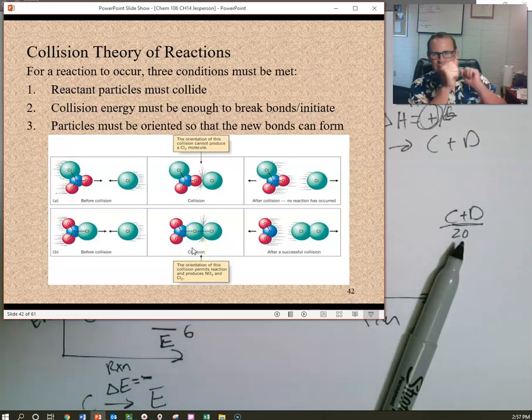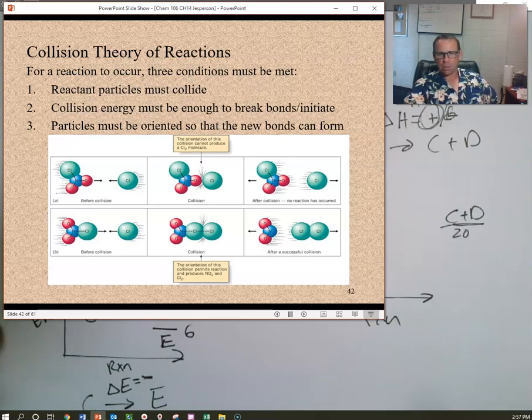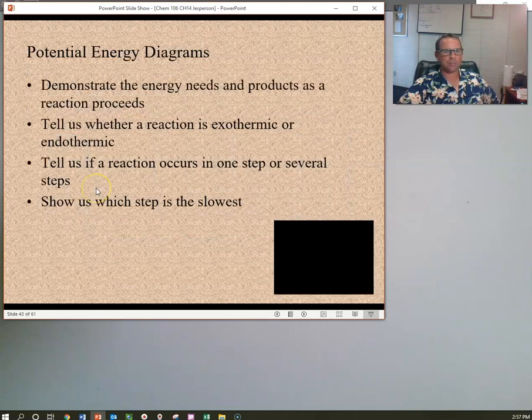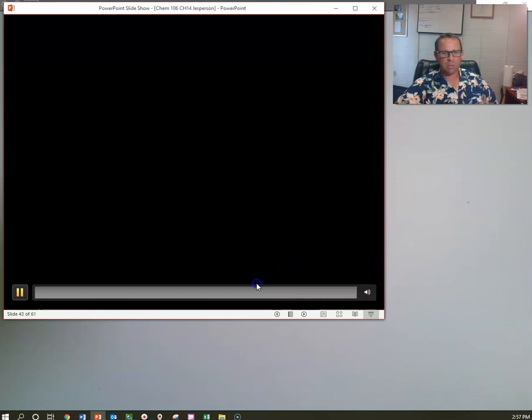So this collision is occurring all the time in any sort of reactant, but not all collisions will result in products. Okay? And so a potential energy diagram can kind of demonstrate that for us. Let's watch this video here.